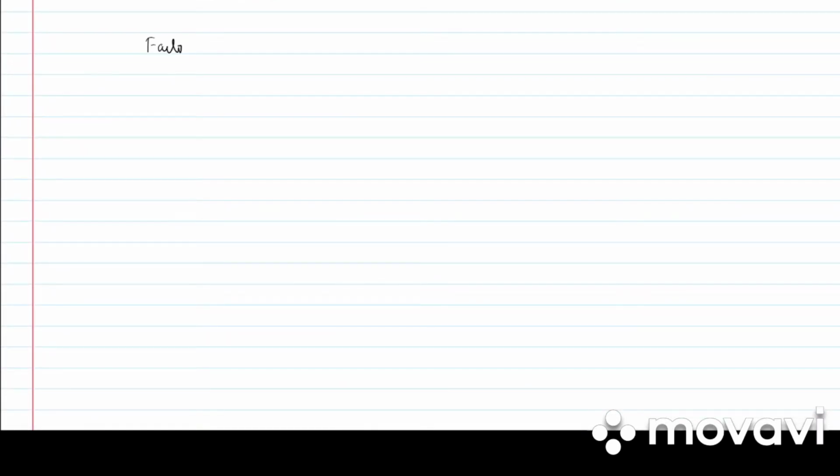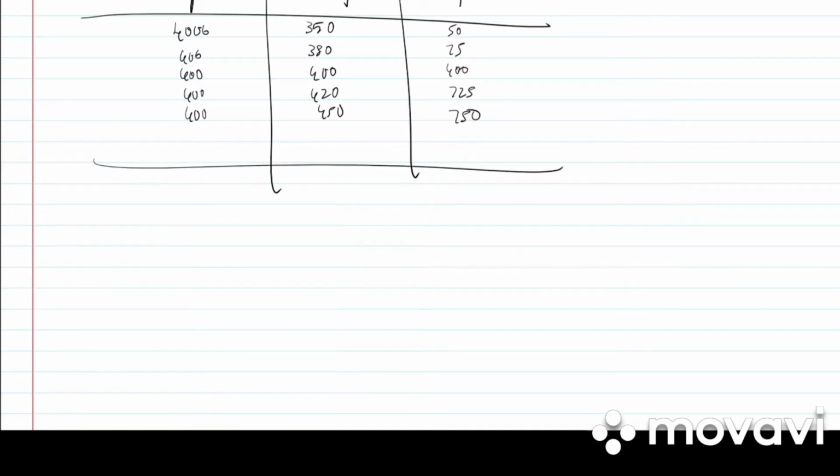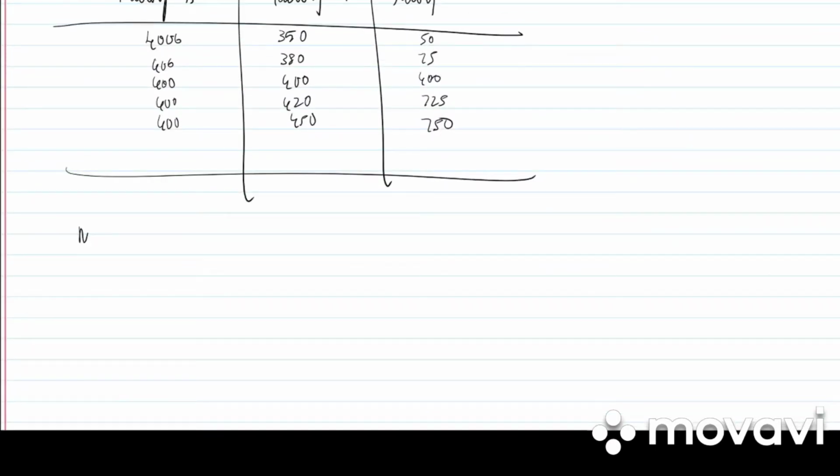Say, for example, we have three factories, that is factory A, factory B, and factory C. In factory A, they have given us the units, that is 400, 400, 400, 400 and 400. Factory B, we have 350, 380, 400, 420, 450. Factory C, we have 50, 75, 400, 725 and 750. So in all the three factories, our mean and median is 400, right?